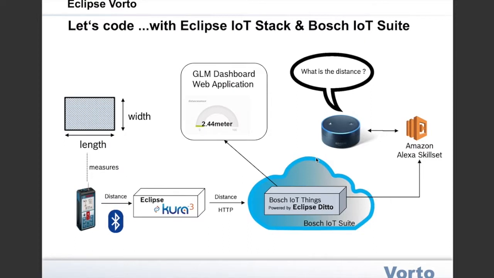Last but not least, I would like to use a voice control service from Amazon, the Alexa service, to ask the GLM what the distance is, and Alexa would respond with the actual value. Okay, let's get started to build this with Eclipse IoT Vorto.